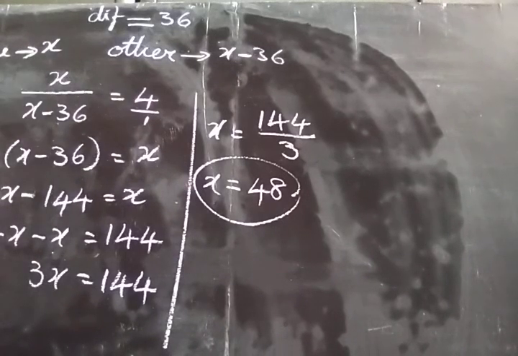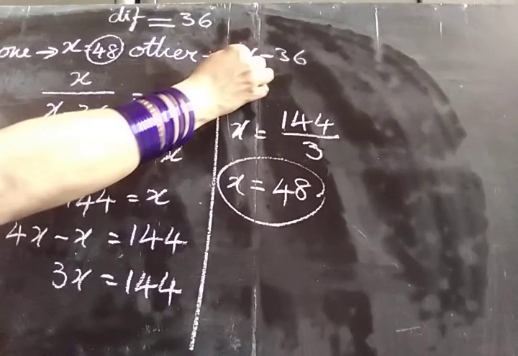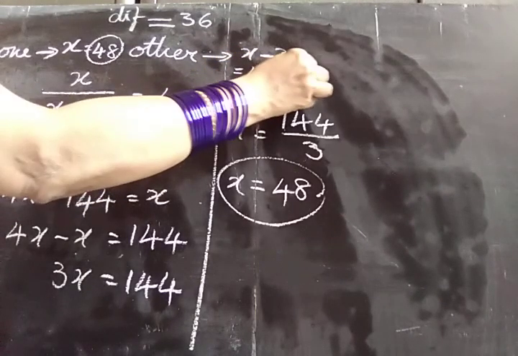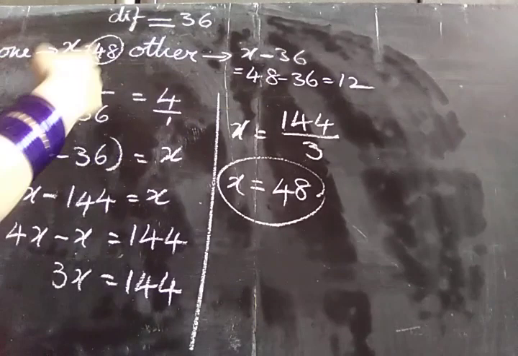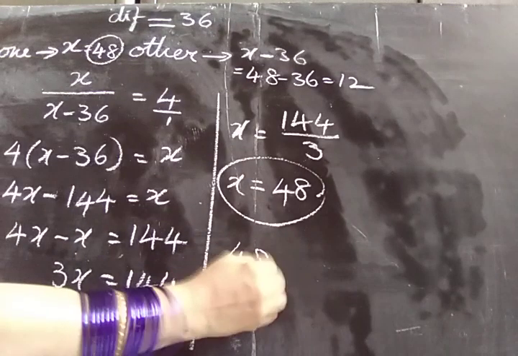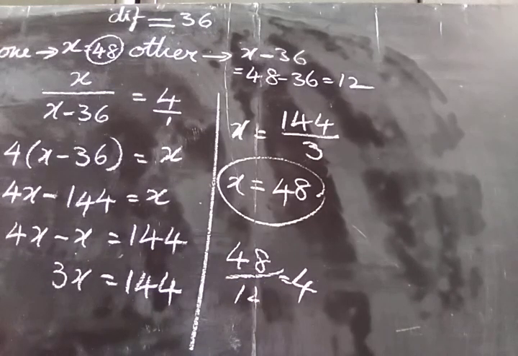x means one number. One number is 48. Then the other number is 48 minus 36, that is 12. So 48 by 12 is equal to 4. The quotient is 4. Understood? Understood, children?